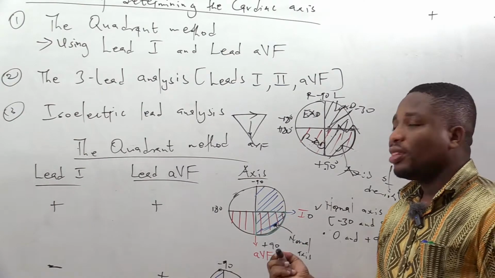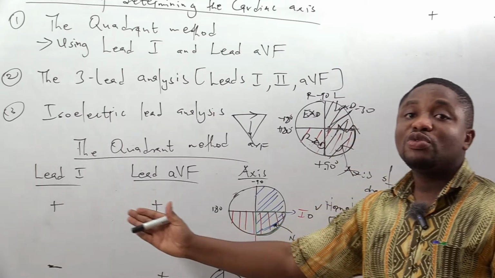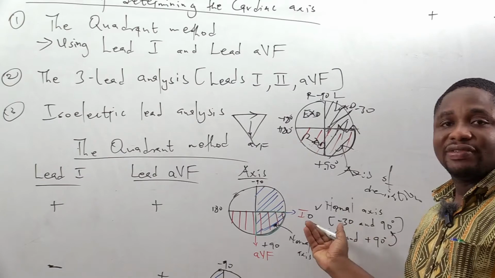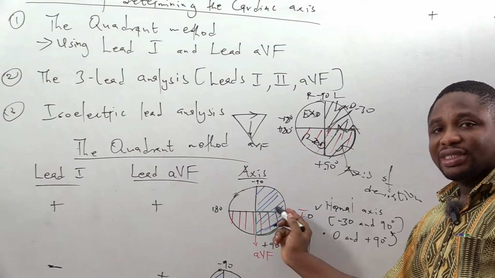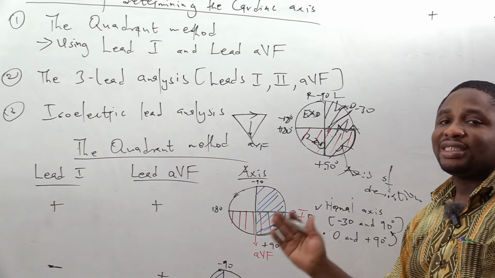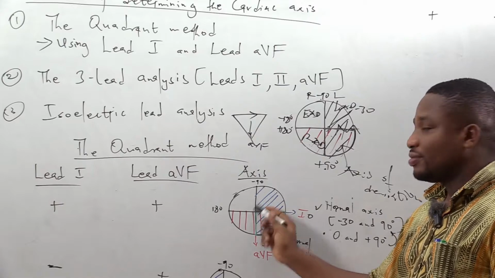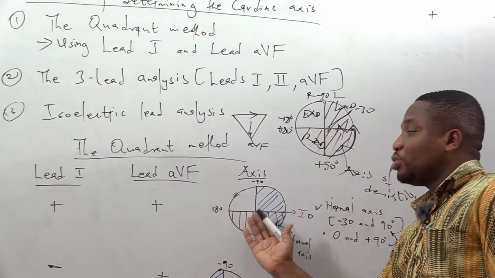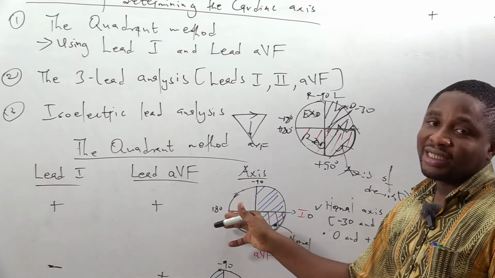Okay. Now, what is the QRS complex in lead 1? It's positive. It means it should move in the direction of what? Lead 1. And what is the direction of lead 1? Is to the left. So it means that you'll be shading the left half of the circle. Okay, if you divide the circle in a sagittal plane, you'll be shading the left half in that manner. And that means that it's positive. If it were to be negative, then you will not shade this side, rather you shade the other side.